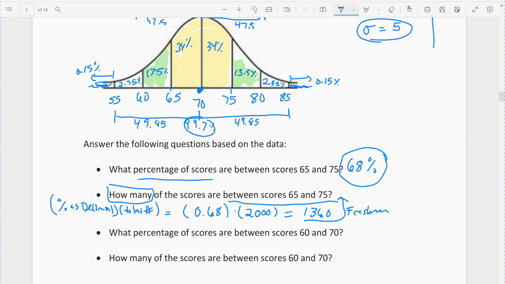Now we're going to look at who scored in the 60 to 70 range. Let me change my color. 60 to 70 is that distance there, half of the bottom half. So that's the 47 and a half, right? The 34 plus the 13 and a half, that's half of the 95. So 47.5% scored between a 60 and a 70.